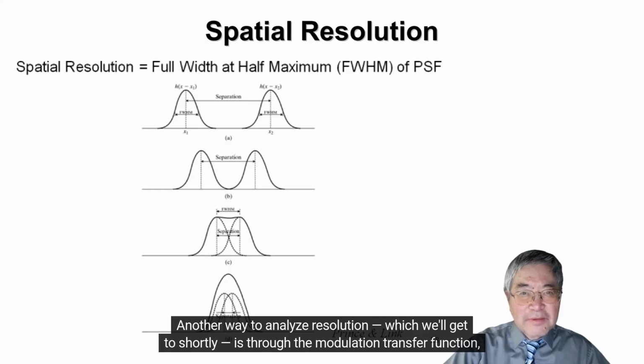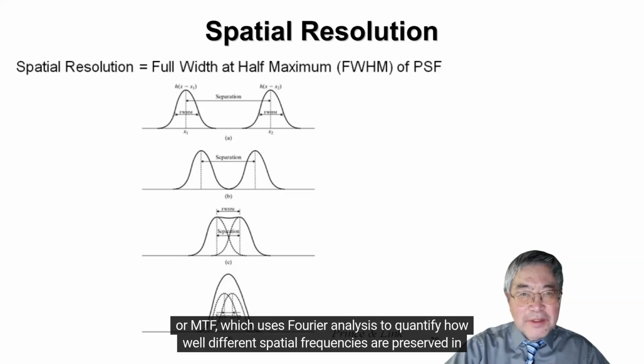Another way to analyze resolution, which we'll get to shortly, is through the modulation transfer function, or MTF, which uses Fourier analysis to quantify how well different spatial frequencies are preserved in the image.